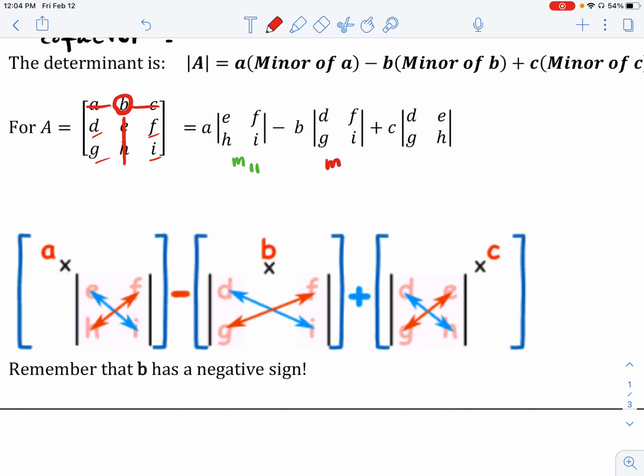Now you'll notice here that I'm alternating the signs. This is going to be a minus here, right? So we're going to be subtracting that. Now, the final one, let me just do a different color for this as well. If I then move on to the final entry in that row, so entry C, or entry 1, 3, I'm going to cross out its row. I'm going to cross out its column. What's left over? D, E, G, H. So the determinant of this matrix would be m sub 1, 3, the minor of C.